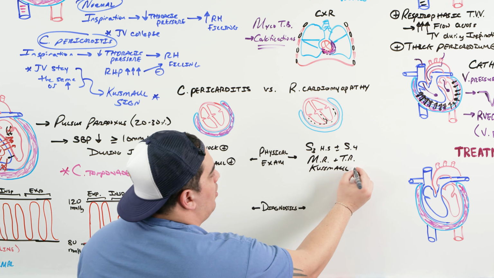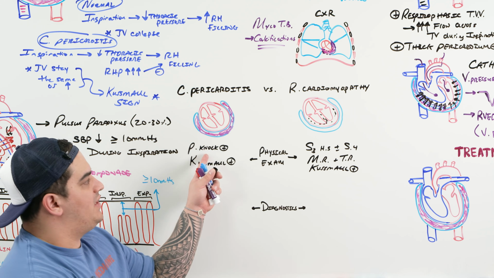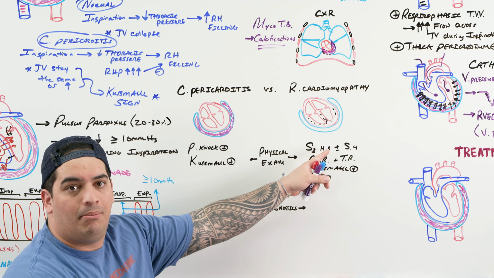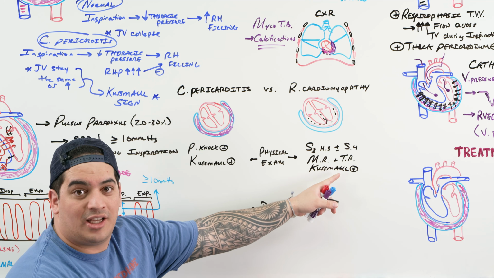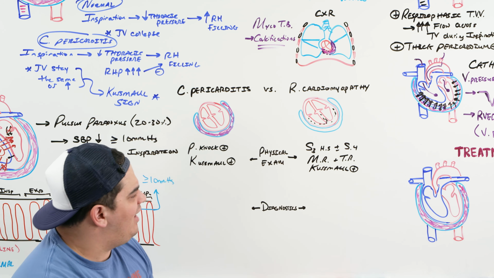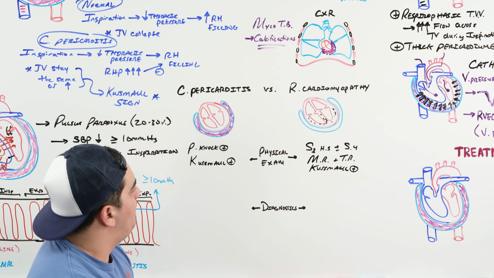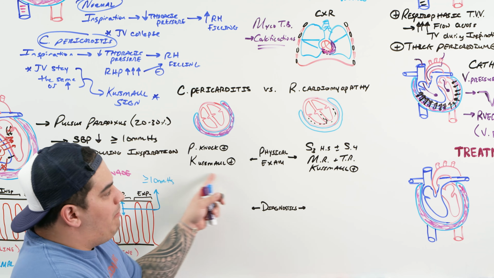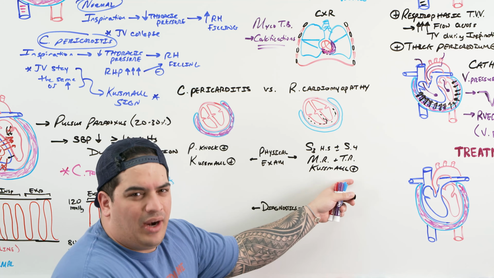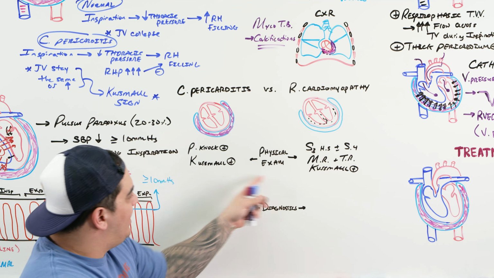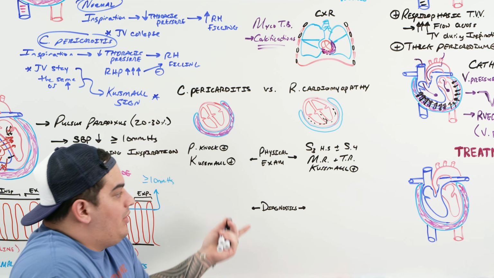Okay, so Kussmaul is positive on both of these, but one of the big differences is this one has a knock. This one has an S3, maybe an S4, mitral and tricuspid regurgitation. Wow, that's not actually too bad now when I think about it, right? Okay, cool. This one may have pulsus paradoxus. This one rarely ever has pulsus paradoxus. Okay, so that's kind of the big things I would say for my physical exam. I wouldn't go much farther than that.